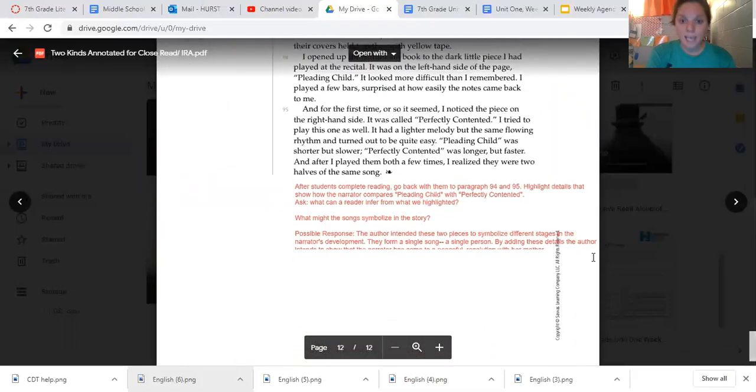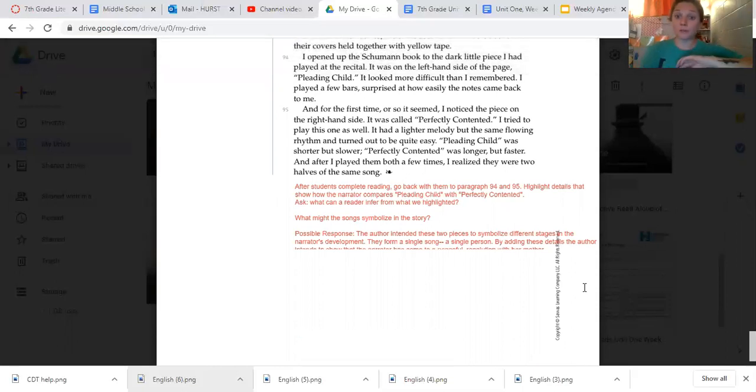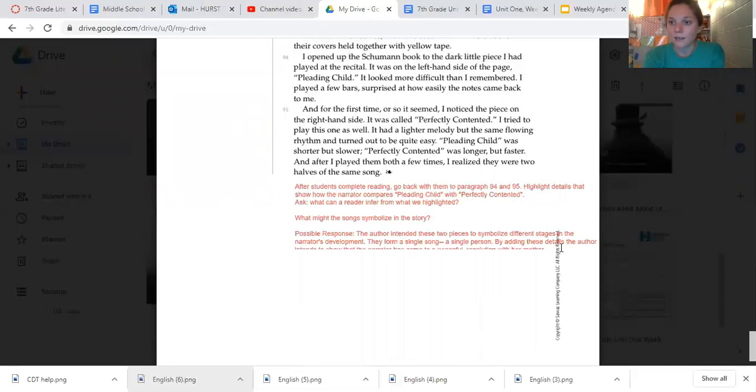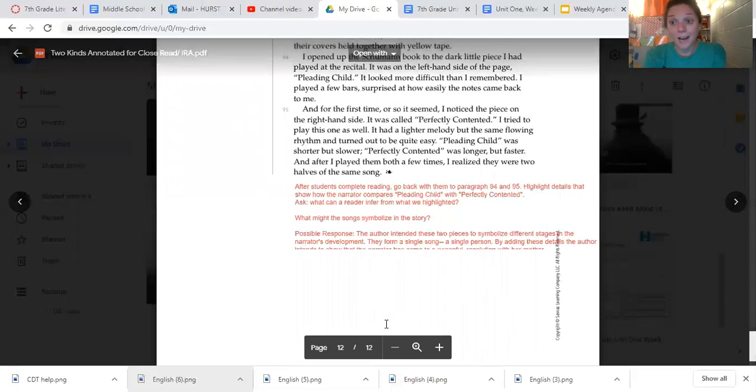At the end, you're going to go back and do a close read of paragraphs 94 and 95, because that's where you're going to get the meaning of the whole story with those two songs, the pleading child and perfectly contented. You're going to try to get them to get to that meaning. I put a possible response there. It doesn't have to be that exact thing, but I thought that was a good start and gives you what you can be working towards in your discussion. I hope that makes a lot of sense.